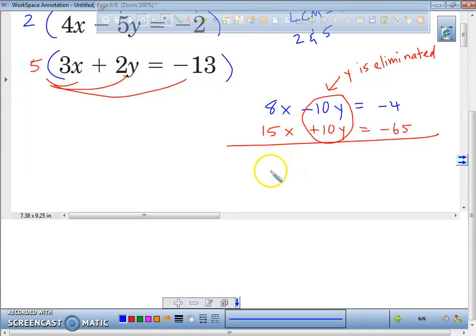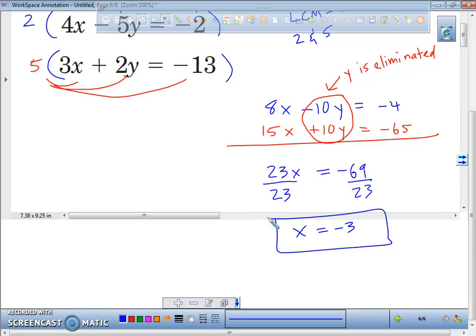8x, 15x's, 23x's. Negative 4 and negative 65 gets me a negative 69. And then you divide it by 23, you get negative 3. Right. So do what Maddie says. Divide both sides by 23. You get x equals negative 3.